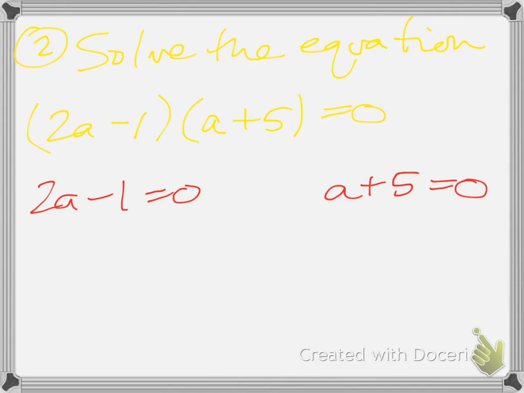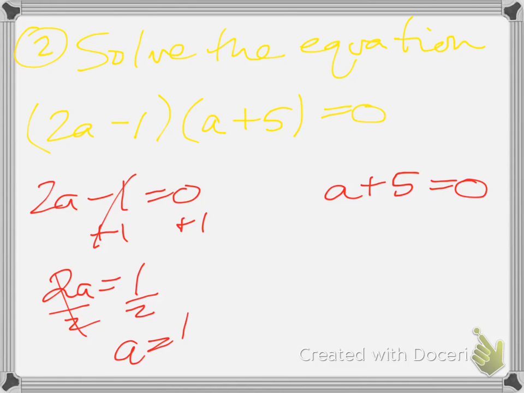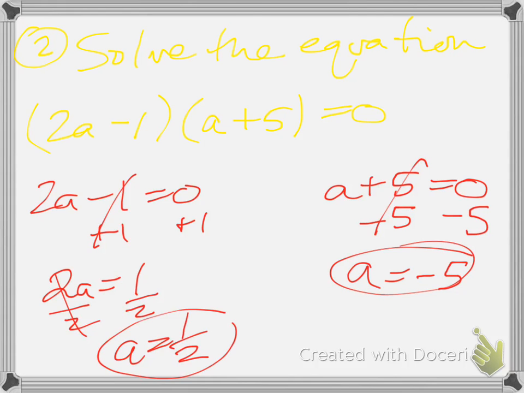Over here on the left, if I add 1 to both sides, that'll give me 2a equals 1. And then I'll divide by 2, and I would have a equals one half. And on the right, if I subtract 5 from both sides, I'd have a equals -5. And these are both solutions.